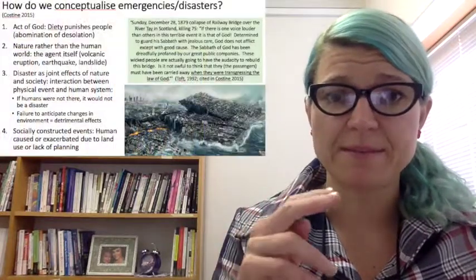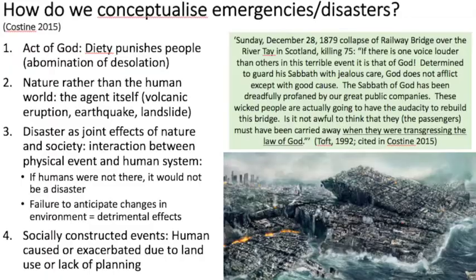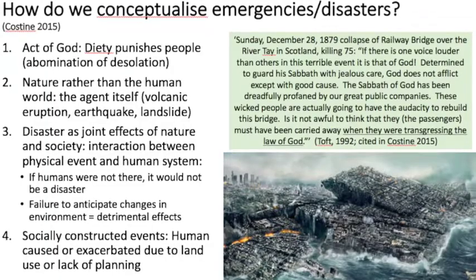Oh, by the way, I should mention, I've put a quote on this slide here from Costin's work in terms of the first point. It's talking about a collapse of a railway bridge, and I think it's a priest that's talking about this. It says, this was in 1879, if there is one voice louder than others in this terrible event, it is that of God.